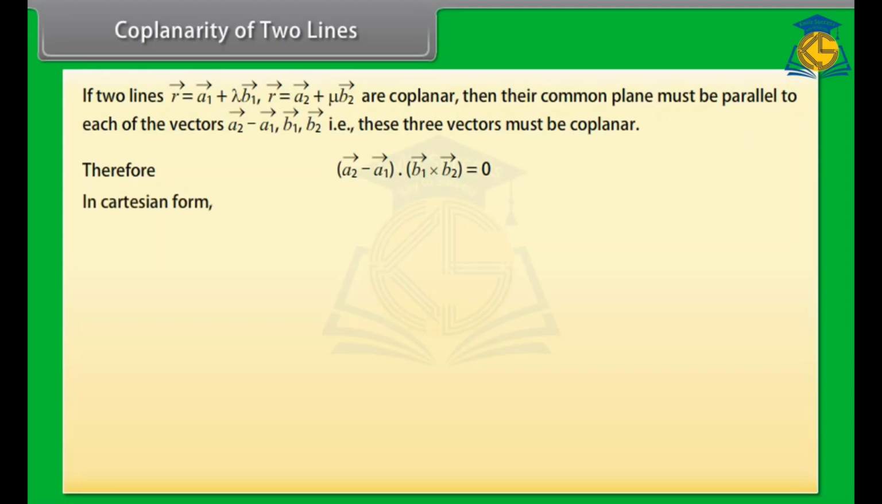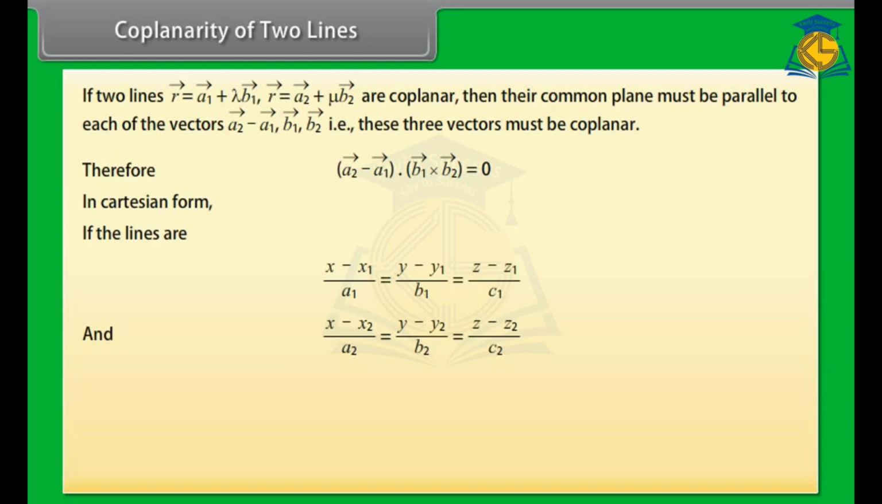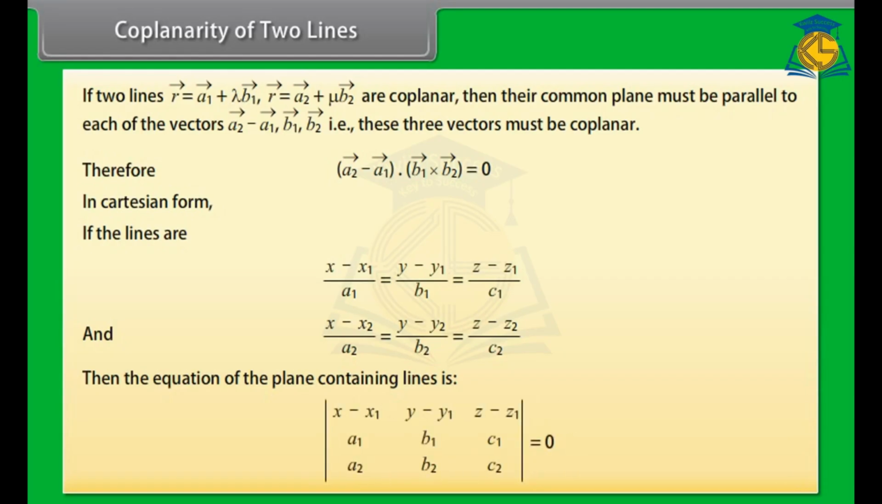In Cartesian form, if the lines are (x minus x1) by a1 equals (y minus y1) by b1 equals (z minus z1) by c1 and (x minus x2) by a2 equals (y minus y2) by b2 equals (z minus z2) by c2, then the equation of the plane containing the lines is the determinant, row-wise. First row: x minus x1, y minus y1, z minus z1. Second row: a1, b1, c1. Third row: a2, b2, c2, equals 0.